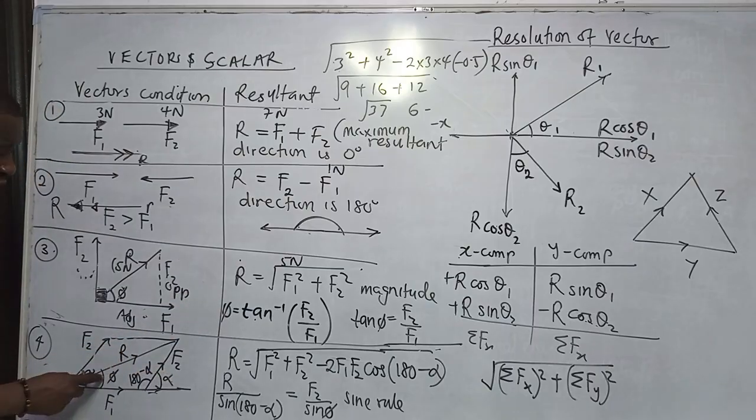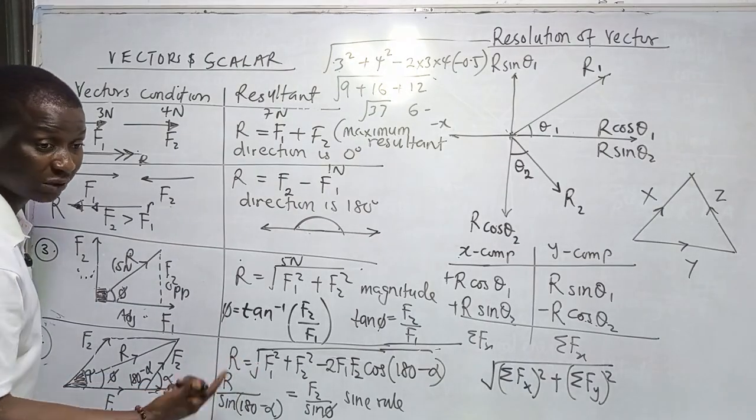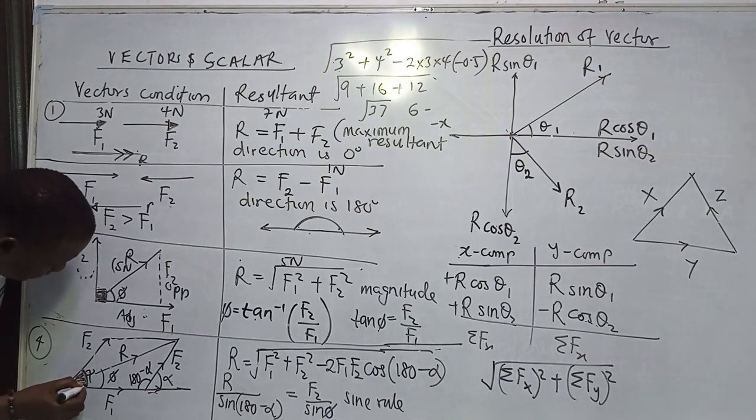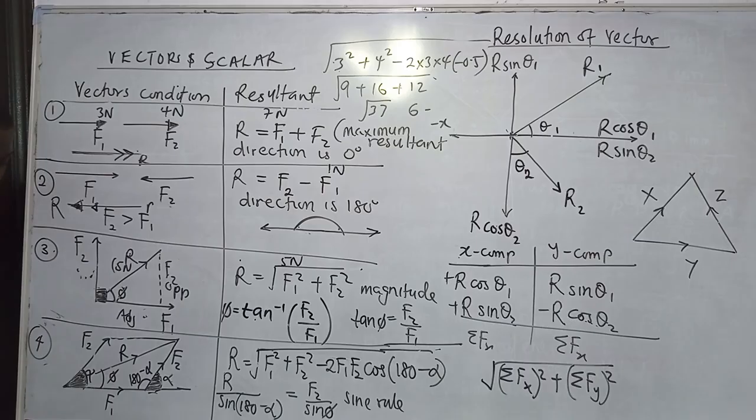Now, if you want to solve this, you use the parallelogram law, which is what we call to find the resultant, and use the cosine rule. Now, this place is the angle between them. Don't forget, this angle is the same thing as this angle. They are called corresponding angles, because these two lines are parallel.